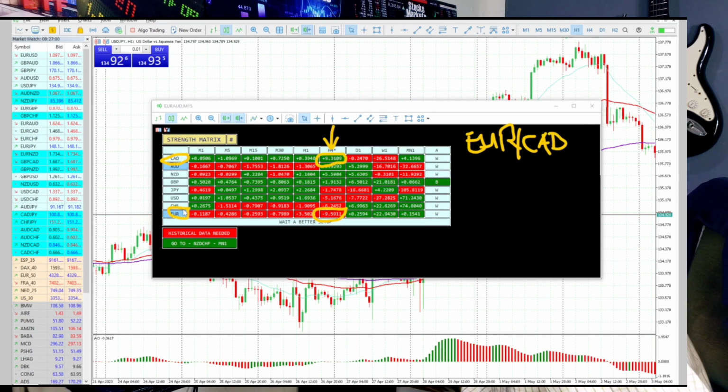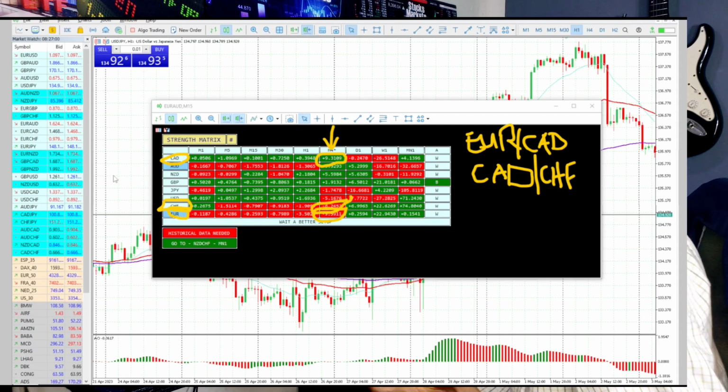What else is weak? You can also merge the same CAD with Swiss. Can you see? The Swiss is also weak. So we can say CAD with the Swiss. Good. CAD with the Swiss. What else can we merge? We can merge the AUD too. Can you see? The AUD.